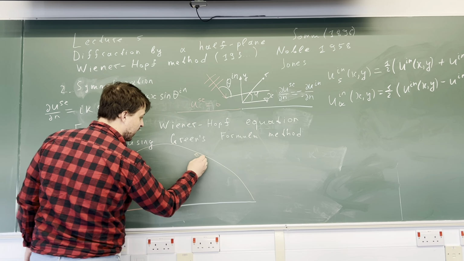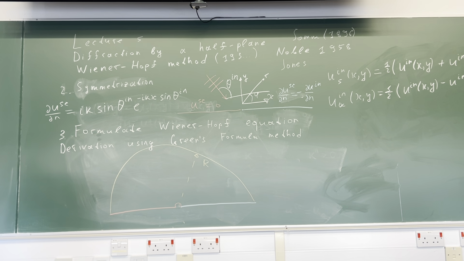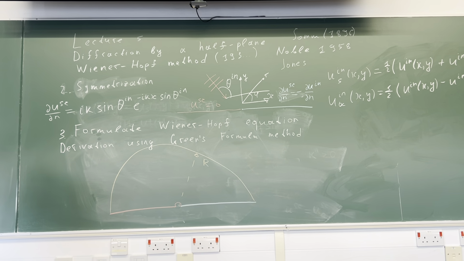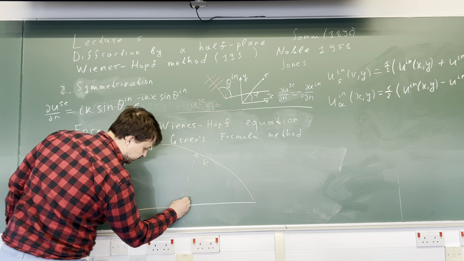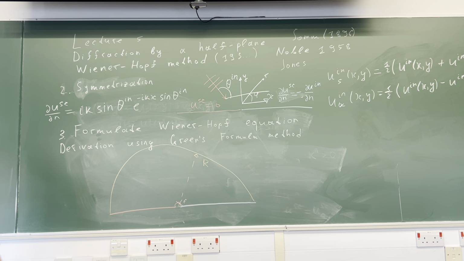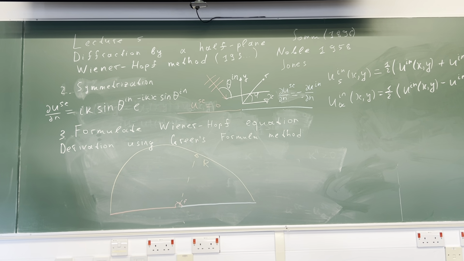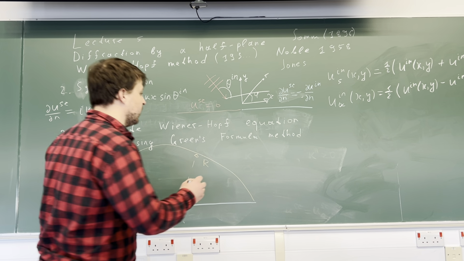Okay, I have a half circle, and here I have some small radii epsilon, like this. And okay, let's apply Green's formula to this domain, and we take two functions.